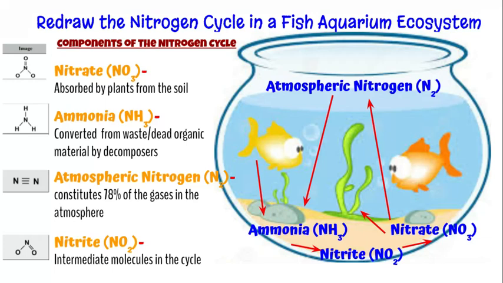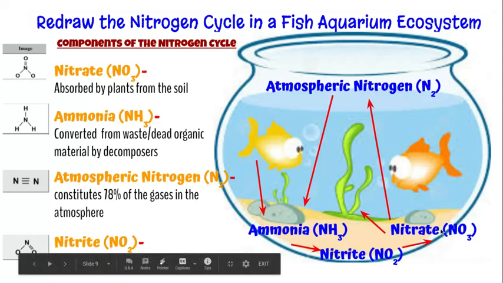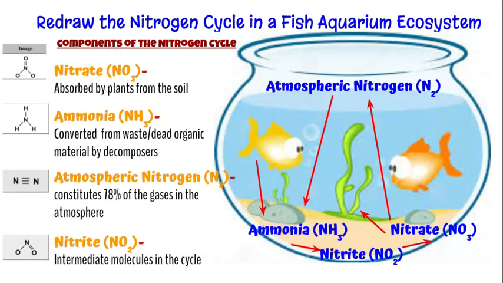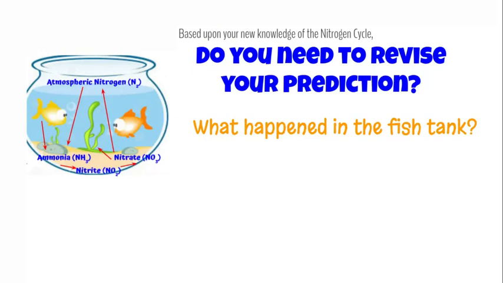And because it cycles, we also have to have some return arrows. So we're going to find out more about why we can draw an arrow from here up to the atmospheric nitrogen, and why we can draw one from the atmospheric nitrogen coming down to ammonia. So knowing how they recycle, do you need to revise your prediction of what you think happened to the fish in the tank? And a reason why that happened to your fish.